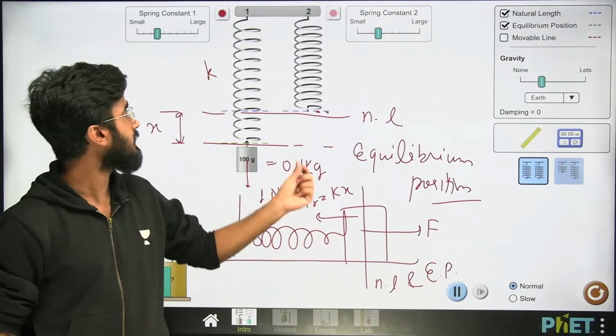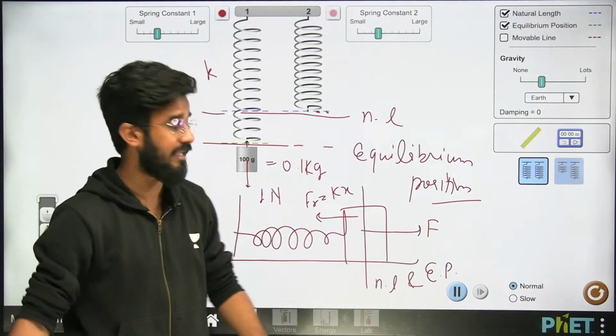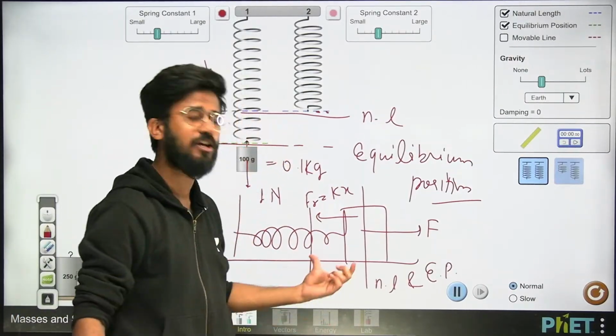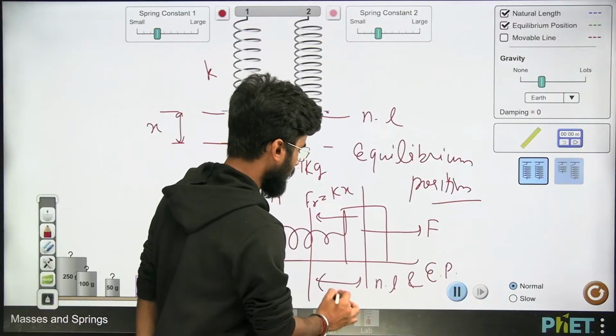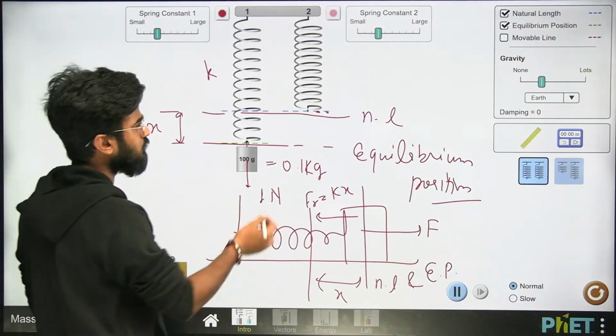What is K? K is the spring constant. X is the displacement from the natural position. Suppose that this was the natural position or natural length, so this is X. Can we find this value of X? Obviously we can find the value of X.